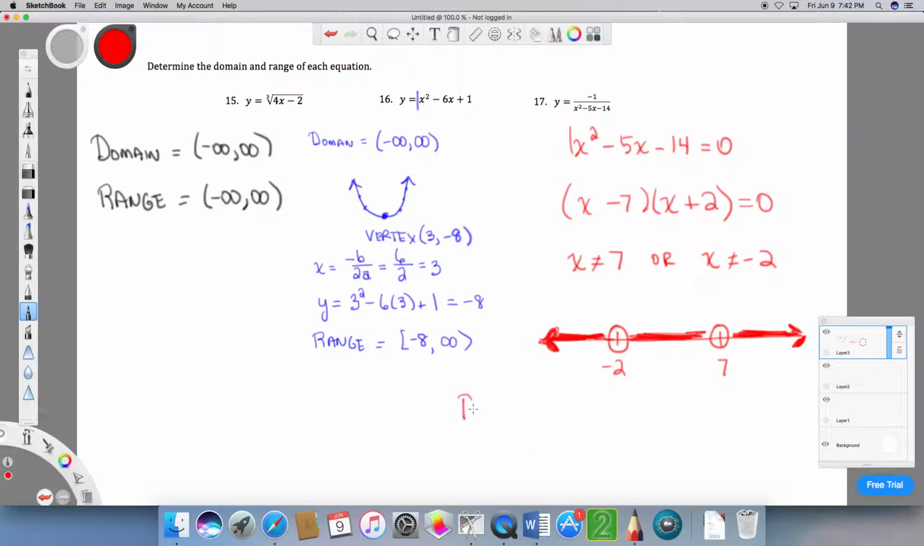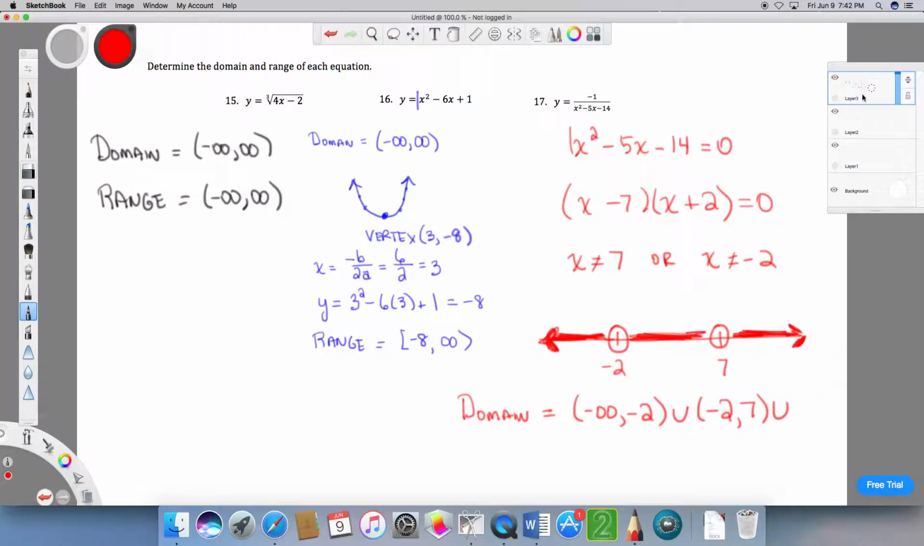So our domain is the set of all real numbers from negative infinity up to negative 2, excluding negative 2, up to 7, excluding 7, all the way up to positive infinity.